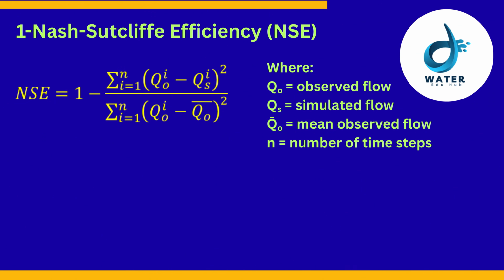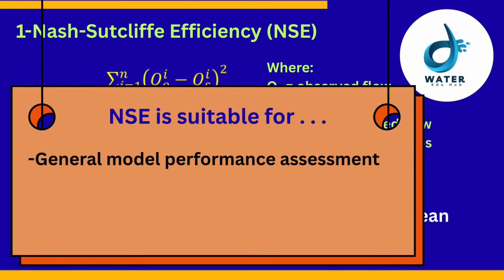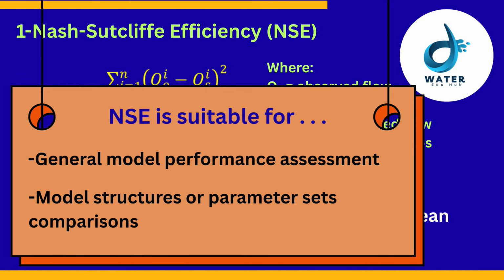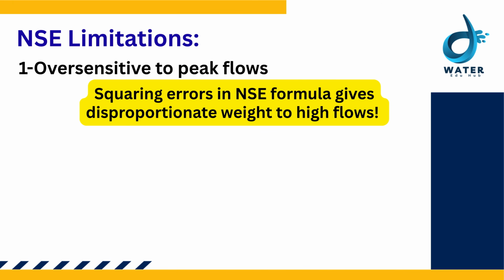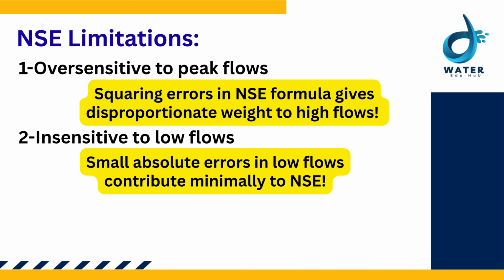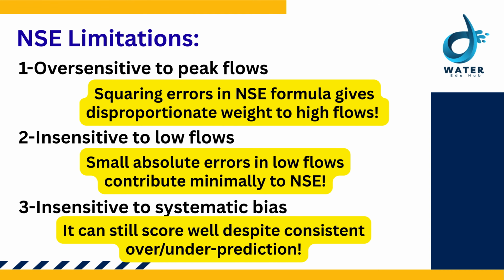First, Nash-Sutcliffe efficiency, or NSE. It is the most widely reported metric in hydrological literature. It is good for general model performance assessment and model structures or parameter sets comparison. Limitations are as follows. First, oversensitive to peak flows. Second, insensitive to low flows. Third, insensitive to systematic bias. It can still score well despite consistent over or under prediction.